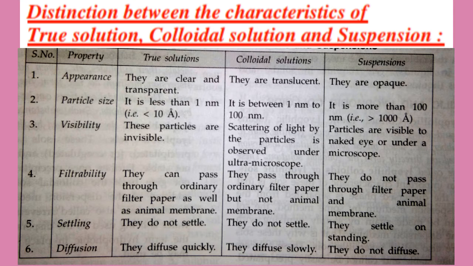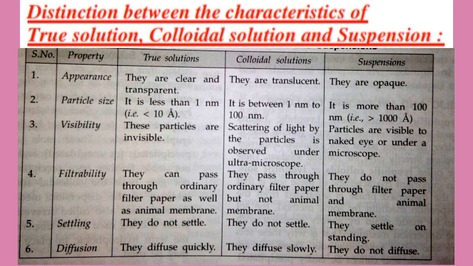The second property is about the particle size. In true solutions, the particles are in the size of less than 1 nanometer. That is, their particle size is less than 1 nanometer or less than 10 angstrom. But in case of colloidal solutions, the dispersed phase present in the colloidal solution is in the range of particle size 1 nanometer to 100 nanometer or 10 angstrom to 1000 angstrom. Clear? What about in case of suspension? In case of suspension, the particle size is more than 100 nanometer or 1000 angstrom.